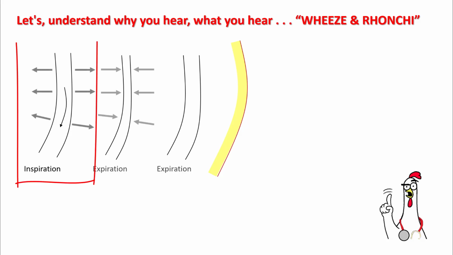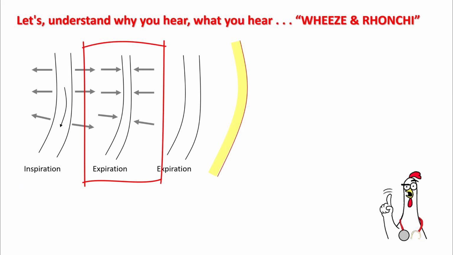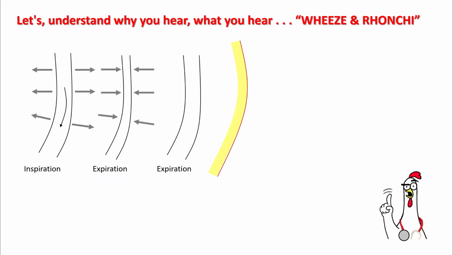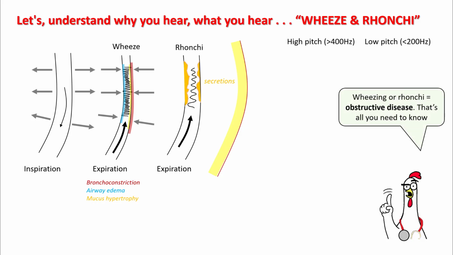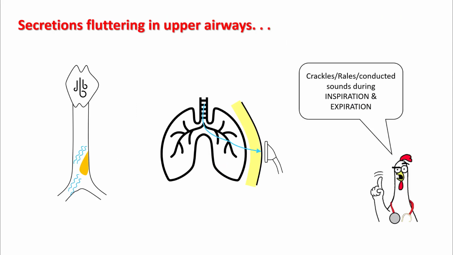If you remember, during inspiration, the intrathoracic airways are larger, and during expiration, the intrathoracic airways are much more narrowed. If these are narrowed further because of bronchoconstriction, airway edema, mucosal hypertrophy, or secretions, you can generate musical sounds, and these are called wheezing and rhonchi. Wheezes are high pitched, more than 400 Hz, and rhonchi are low pitched. However, it's very difficult to differentiate the frequency of the breath sounds. All you have to remember is wheezing or rhonchi are indicative of obstructive disease.